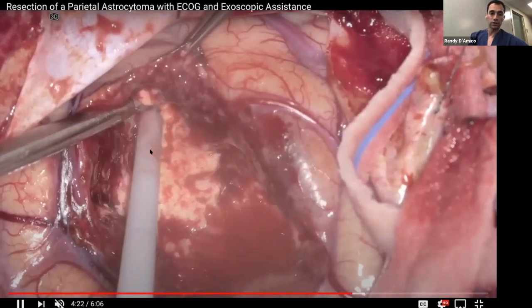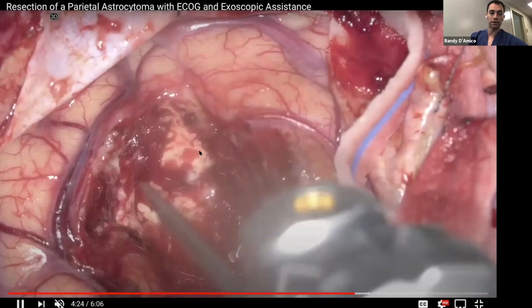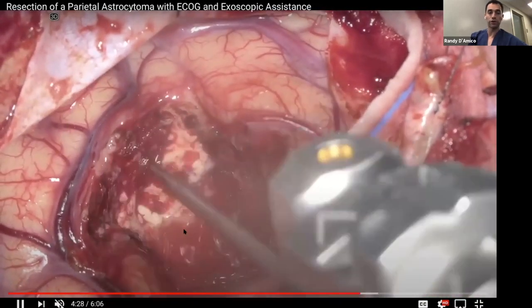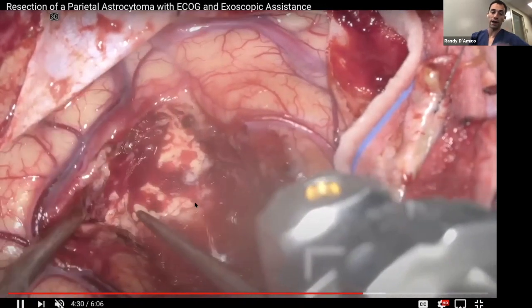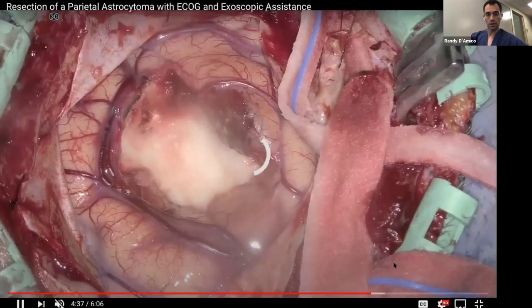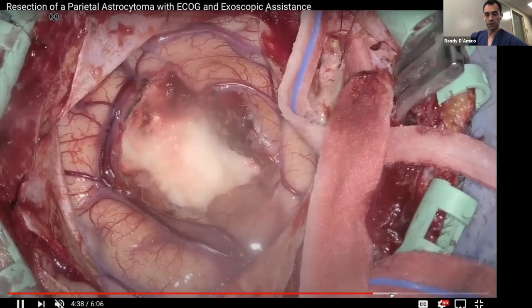And they're just taking this a little bit farther forward in a subpial dissection, right? This is the wand I was talking about, confirming that we've reached the anatomic or the radiographic extent of our resection, okay? And then that's the hemostatic material.